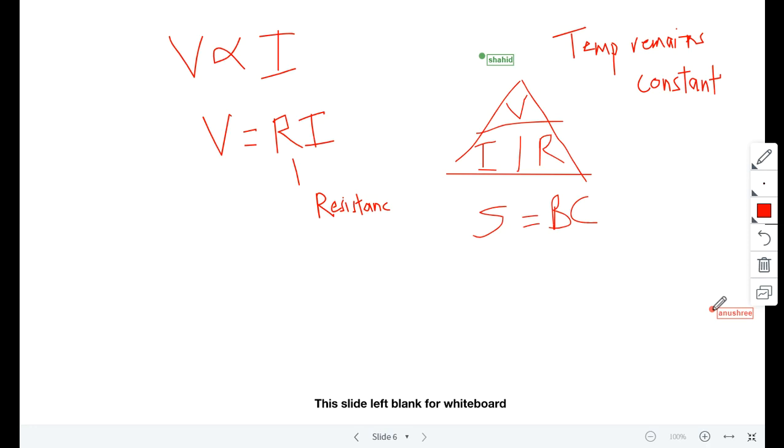Okay, I've copied the formula down. Now the next is resistance, because by Ohm's law we get to know exactly the role of resistance in a given circuit. So from here we can say what the definition of resistance is.